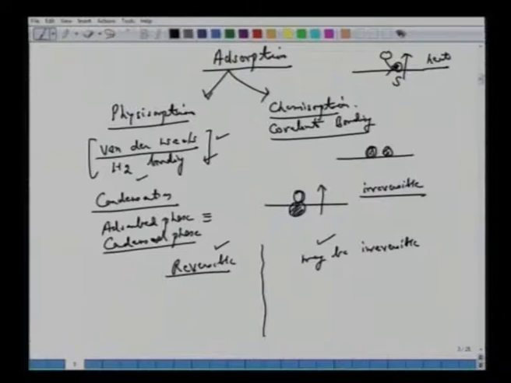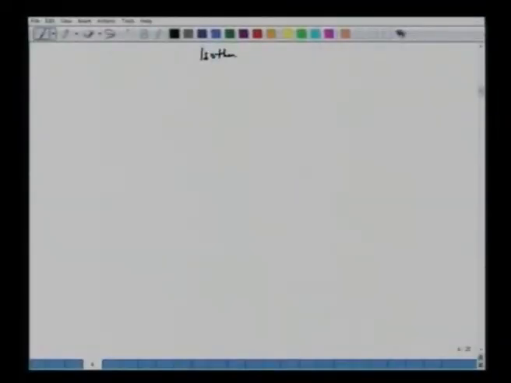Or if you want to regenerate the surface, then one has to have very aggressive regenerating conditions. Okay, and when you have adsorption, that's one aspect of our introduction on adsorption: the mechanism, physisorption or chemisorption. Another thing that would be useful in our calculations is the isotherm.